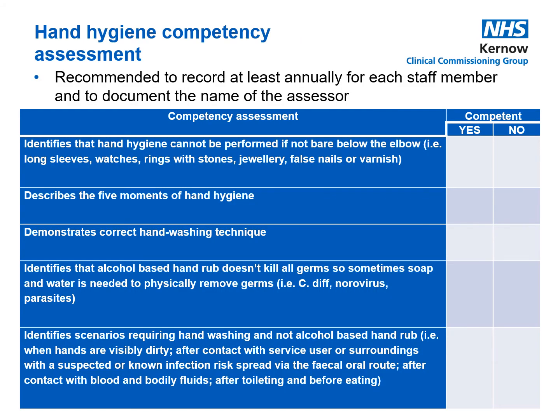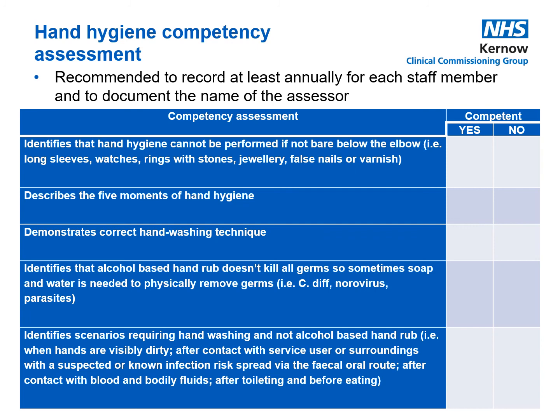Now that we have given recommendations for hand hygiene training content, as well as some examples of additional tools like UV products, we will look at hand hygiene competency assessments. It is recommended to record at least annually for each staff member and to document the name of an assessor. On the screen you will see an example of a hand hygiene competency assessment tool.